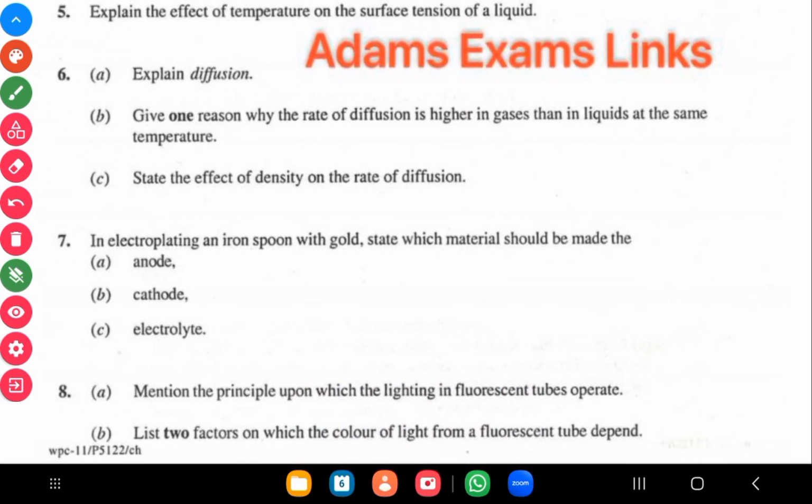Then question 7 has to do with electroplating, electricity. Question 7 says in electroplating an iron spoon with gold, state which material should be the anode, the cathode, and then the electrolyte. Question 8: just mention the principle upon which the lighting in fluorescent tubes operates. Then B says list 2 factors on which the color of light from a fluorescent tube depends.